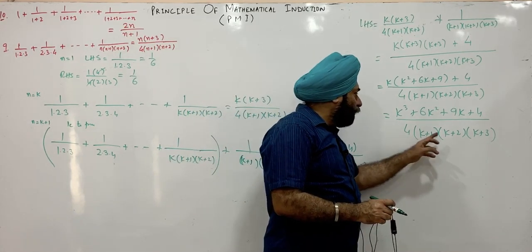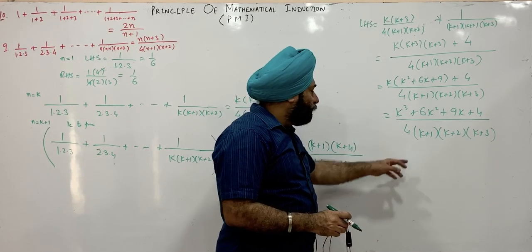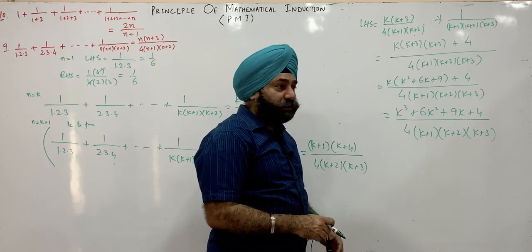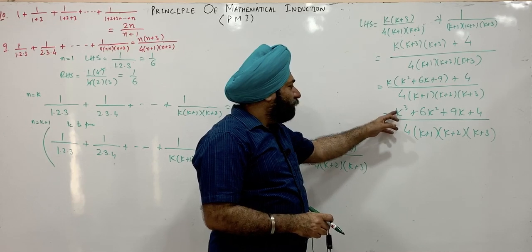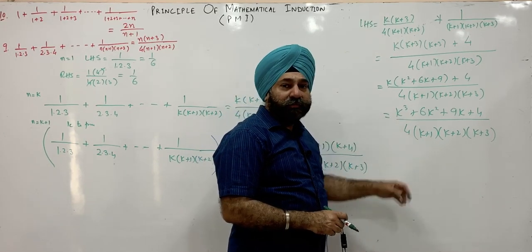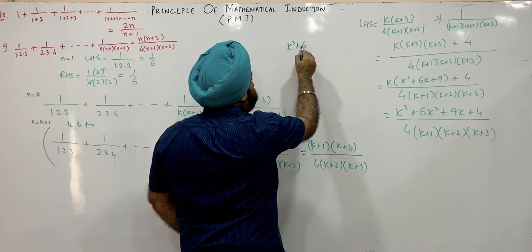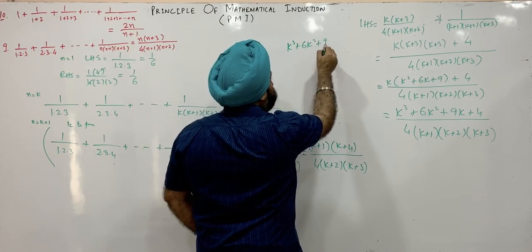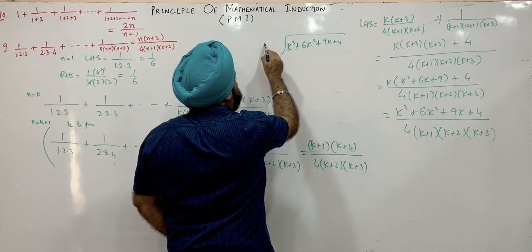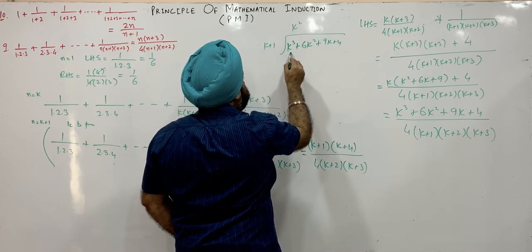So we need 4 into (k plus 2), (k plus 3). This means k plus 1 will cancel out. So this further means that the numerator has a factor of k plus 1. So let us divide the numerator k cube plus 6k square plus 9k plus 4 by k plus 1. This is k square.